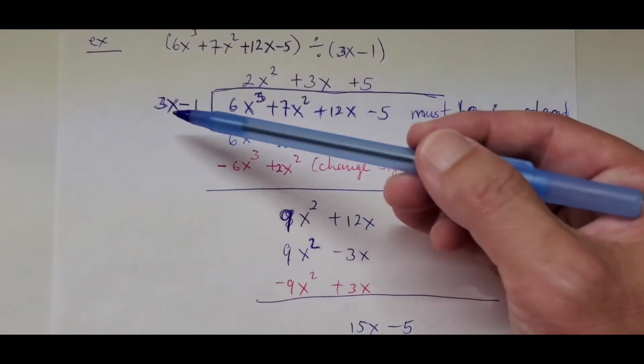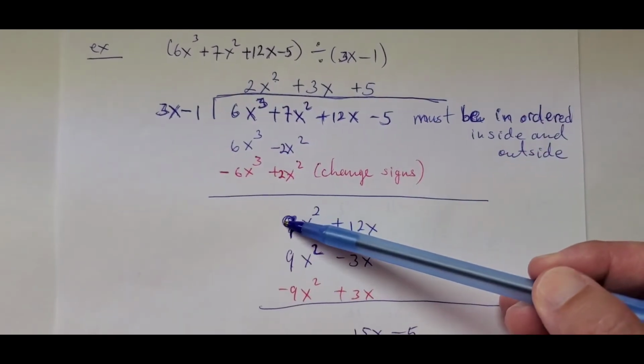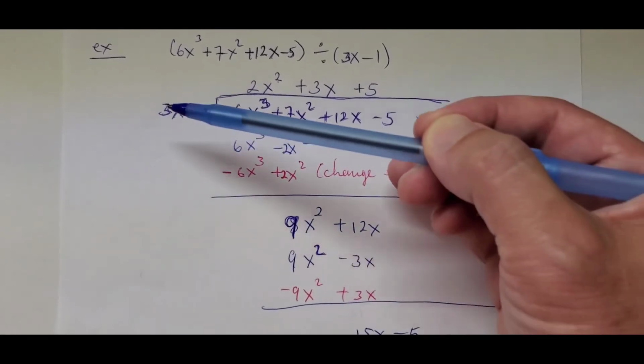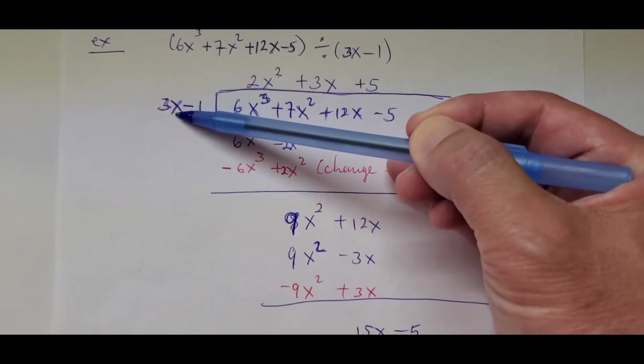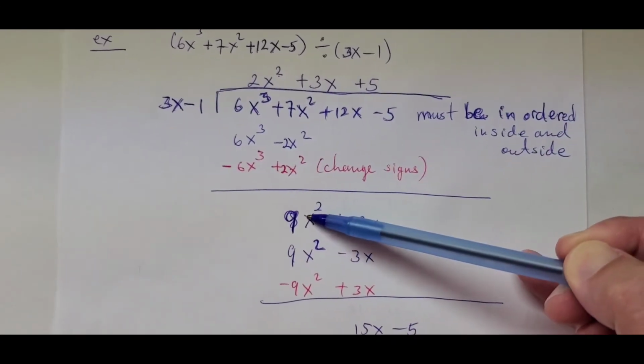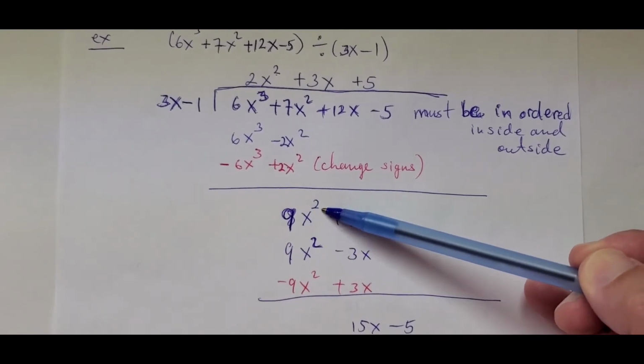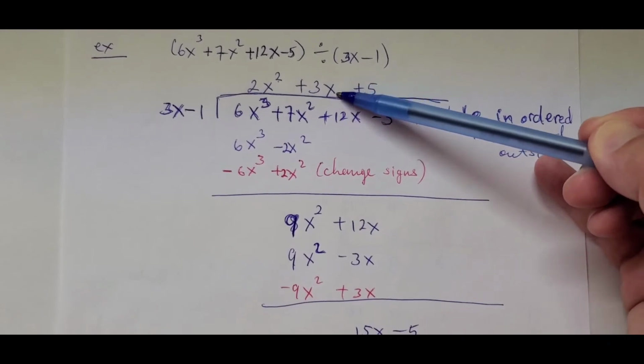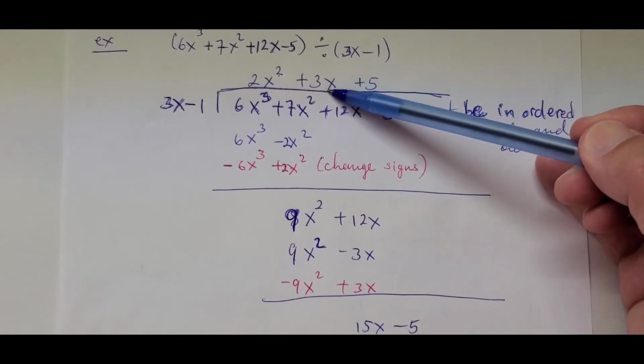So one more time. 3 goes into 9 how many times? 3 times. Here I have x squared. Here I have an x. I need one more x to make x squared. And that's where the 3x comes from.